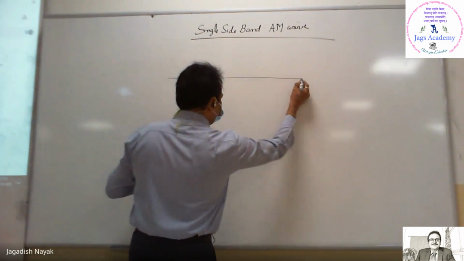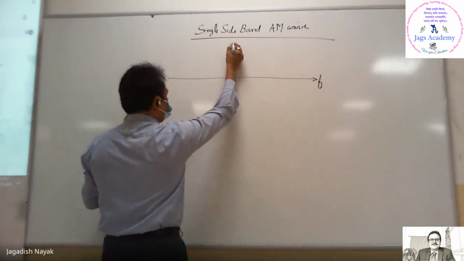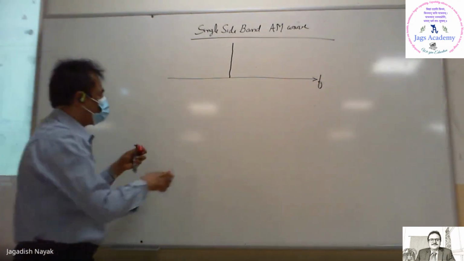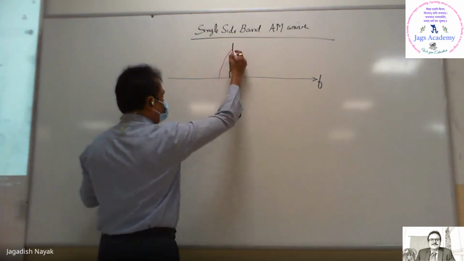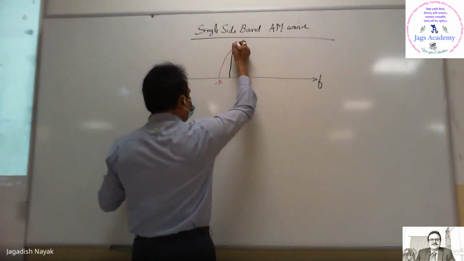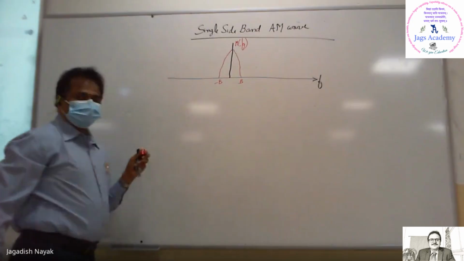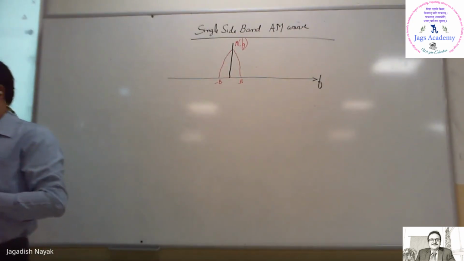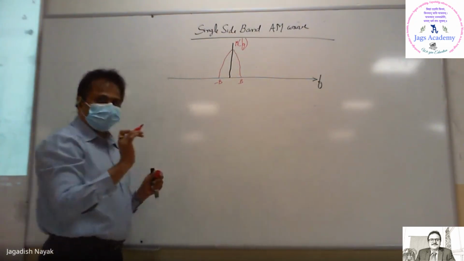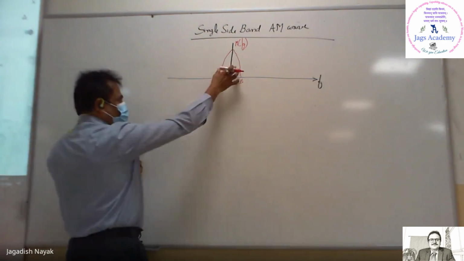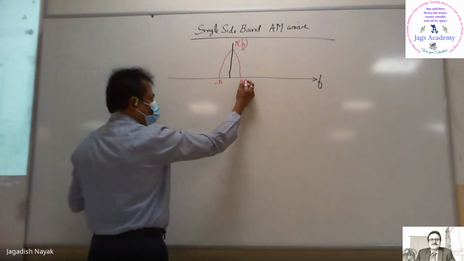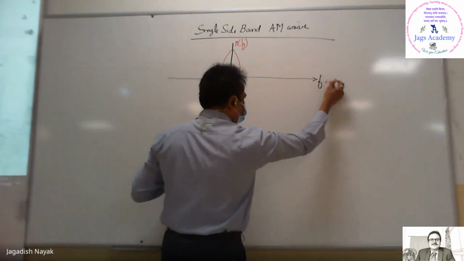See, I will draw this spectrum. I consider the spectrum to be something like this. This is B, this is minus B. This is M of f, the spectrum of the modulating signal or message signal. This is f. Hope all of you understood this spectrum. These are the frequency components, and the maximum frequency of the signal is B.